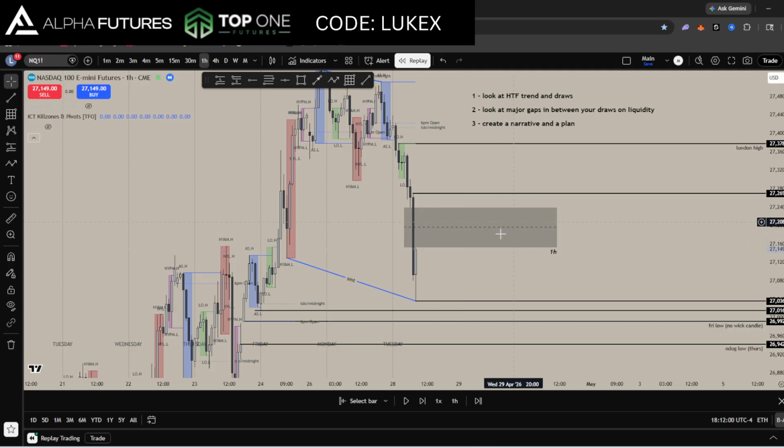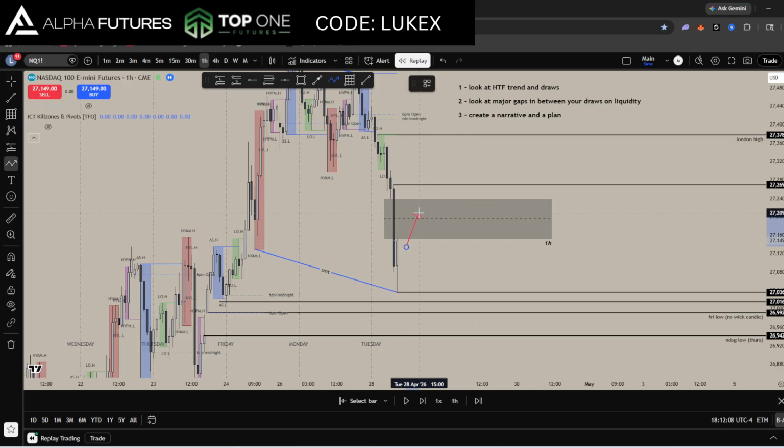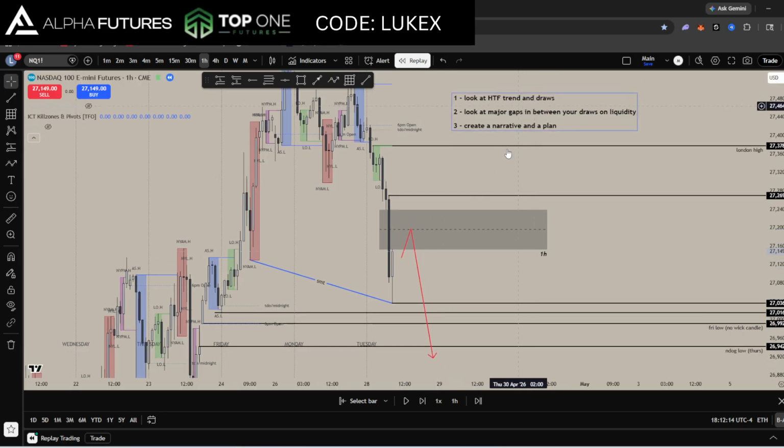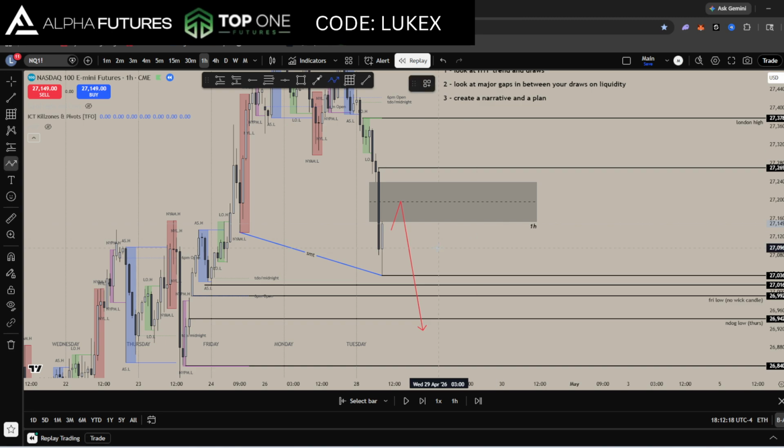You use this gap that's between your buy side and your sell side as a condition. If price comes into this and you get a clear opportunity for shorts, then you look for continuation shorts to the downside in line with the higher time frame trend towards the sell side draws and liquidity. But if price comes into this, we start just ripping to the upside, we get a continuation model, we're clearly disrespecting this bearish gap, then we can look for continuations to this high and then potentially towards London high.